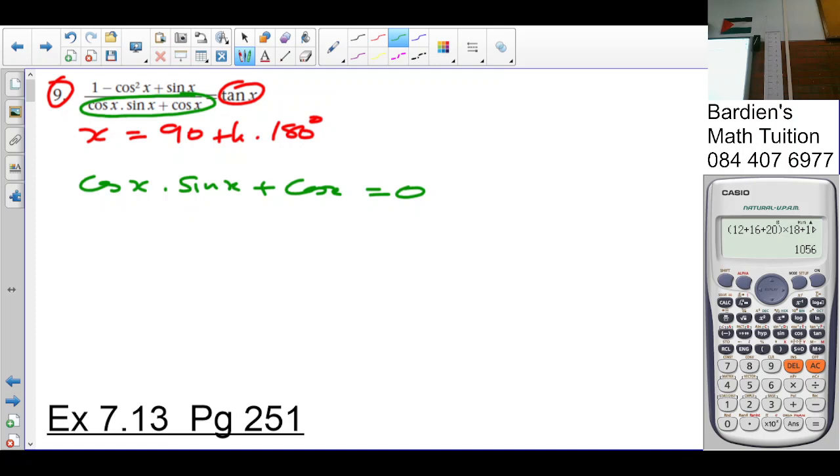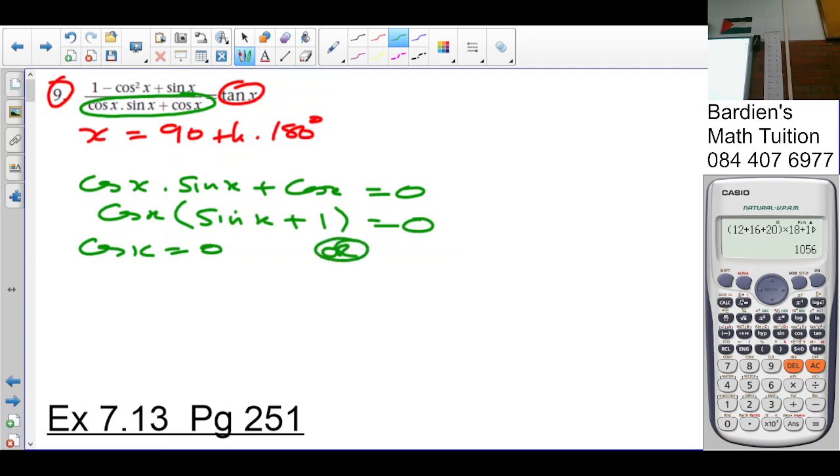So how do I solve here? Can I divide by cos x? No, I will be losing a solution. You never divide by variable. So what do I do here? You factorize. You take out cos x as a common factor. I'm left with sin x plus 1. So what do I do now? So cos x equal to 0, yes? Or sin x is equal to negative 1.